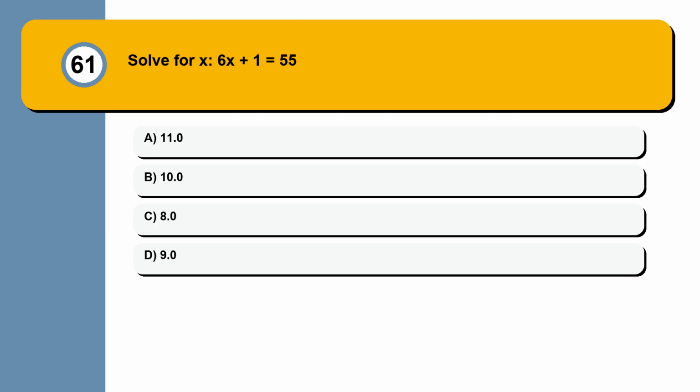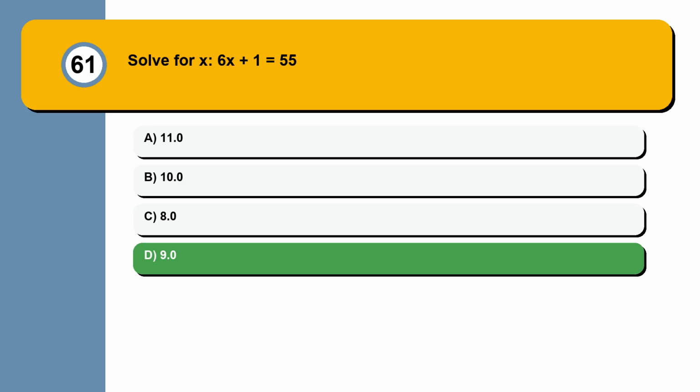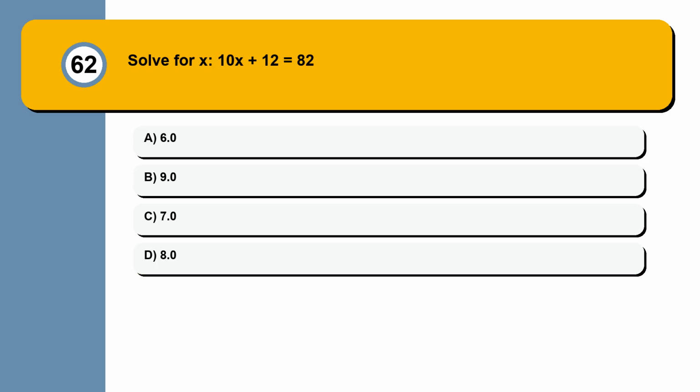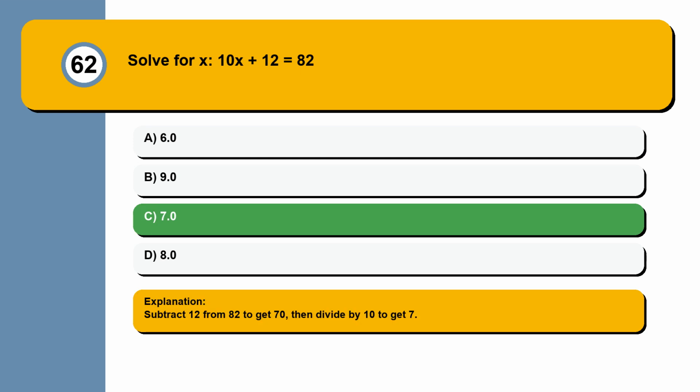Question 61. Solve for x, 6x plus 1 equals 55. 11.0, 10.0, 8.0, 9.0. Subtract 1 from 55 to get 54, then divide by 6 to get 9. Question 62. Solve for x, 10x plus 12 equals 82. 6.0, 9.0, 7.0, 8.0. Subtract 12 from 82 to get 70, then divide by 10 to get 7.